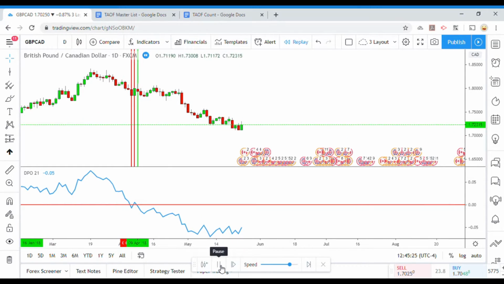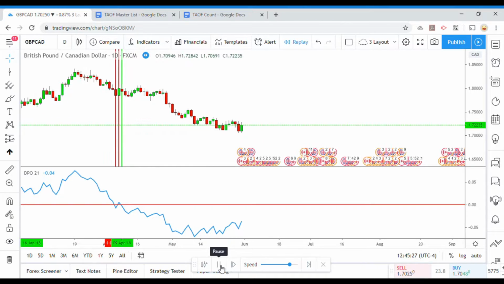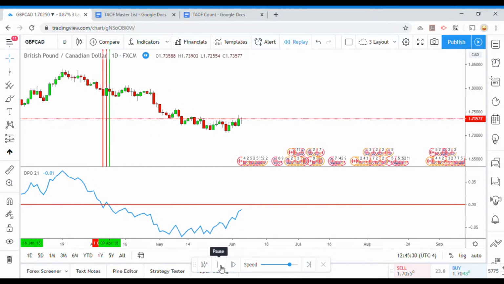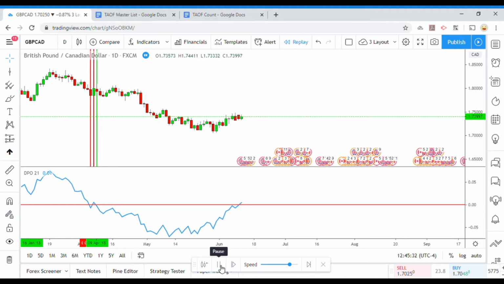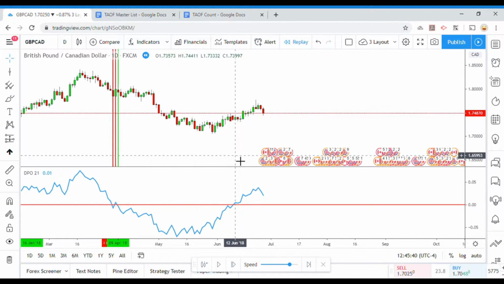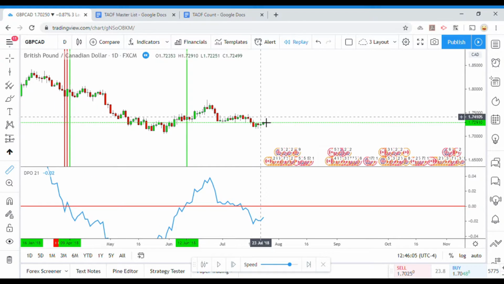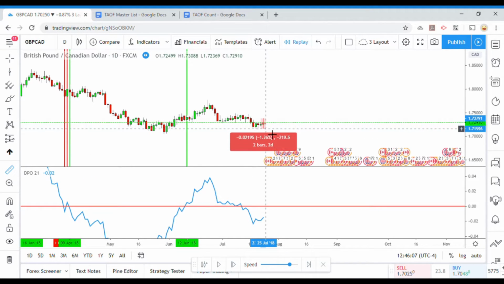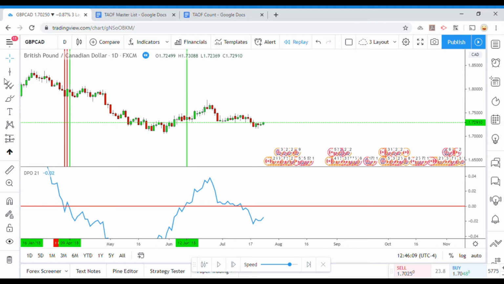Definitely some room to work with here. It's not overtrading, giving some reasonably decent signals here. I like the way it is catching the trends rather nicely.